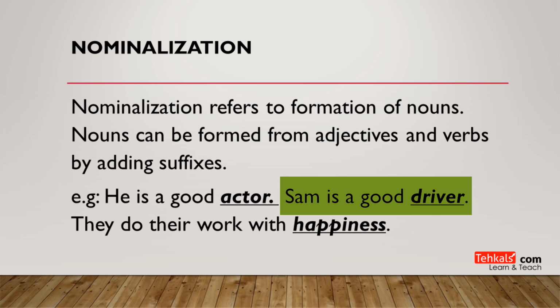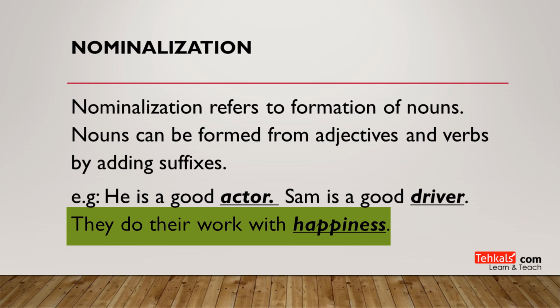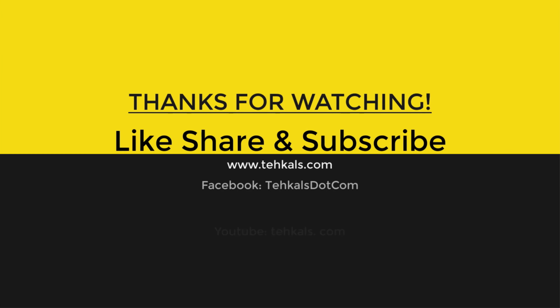Another example will be, they do their work with happiness. Now here in this sentence, happiness is a noun, and this noun happiness is actually derived from the adjective happy. When we put the suffix ness with the adjective happy, it becomes happiness, it becomes a noun. So we can create nouns from verbs and adjectives by adding suffixes.